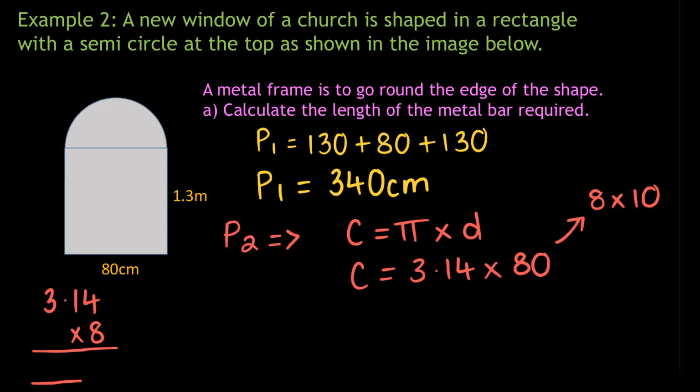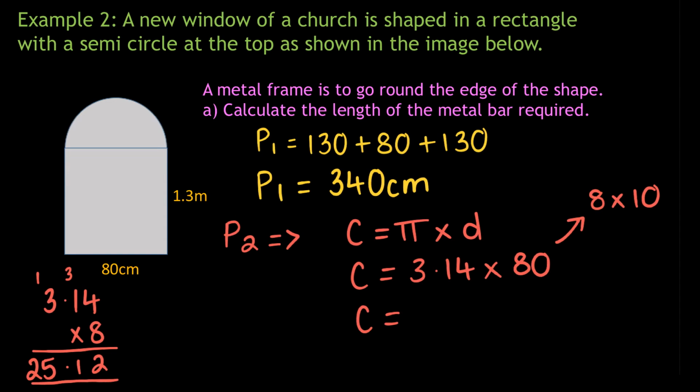I'm just going to do that over here. 4 8s are 32. 1 times 8 is 8 plus 3 is 11. 3 8s are 24 plus 1 is 25. And then we're doing 25.12 times 10.